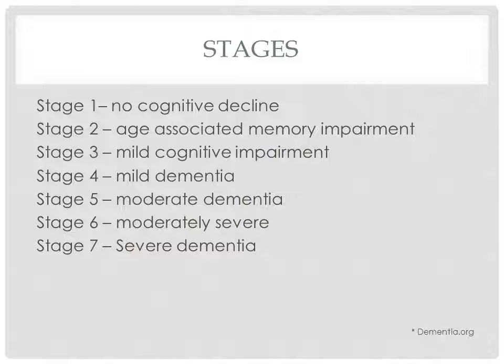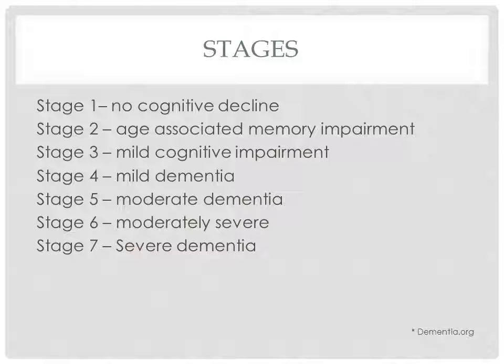Stage 6 is the moderately severe dementia stage. Patients forget the names of their children and spouse, and are unaware of their surroundings. They may wander off and have delusional or obsessive behaviors and an increase in anxiety and agitation.